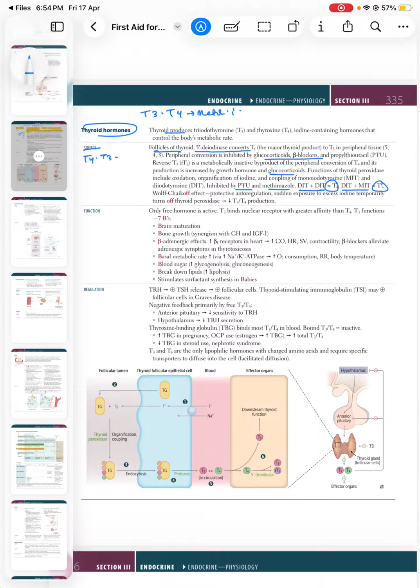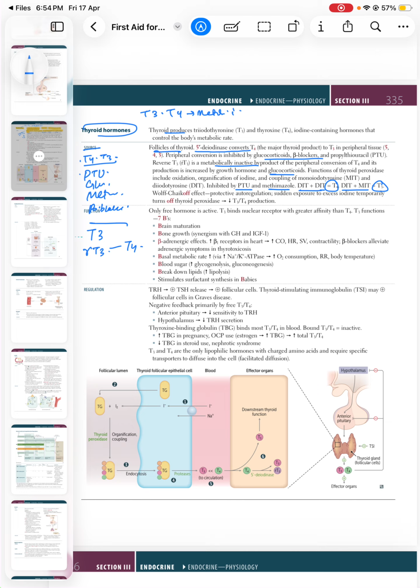Okay, now what are the substances that inhibit this? So these are propylthiouracil, glucocorticoids, methimazole, and also the beta blockers. These are the substances that inhibit this normal synthesis. The active form is T3, and the reverse T3 is the metabolically inactive byproduct of T4.